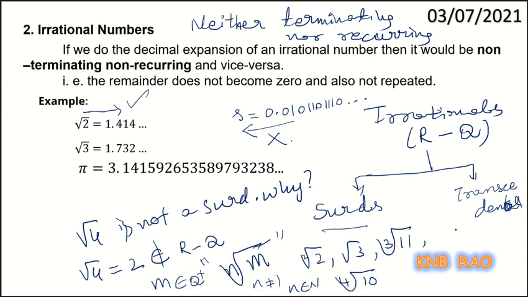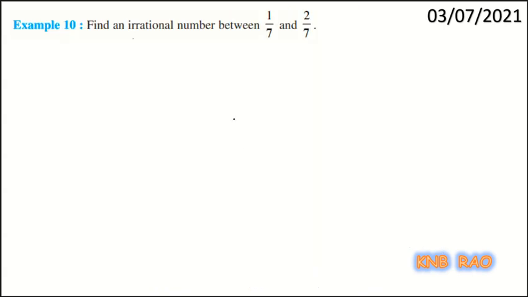So, children, I will give one example of finding an irrational number between any given two numbers. Then with that I will wind up today's class. Here you have got: find an irrational number between 1 by 7 and 2 by 7. First find 1 by 7. When you find 1 by 7, you will get 0.142857 bar. This is 1 by 7.